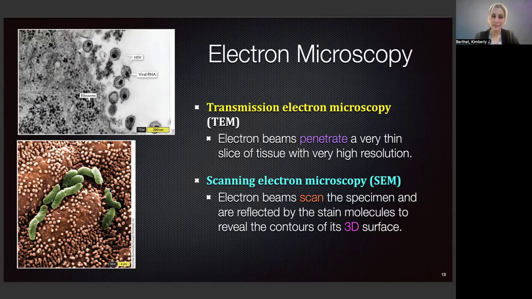If we were doing scanning electron microscopy, as we see down here, we would get a very detailed view of the surface, not the inside of the cell. So scanning electron microscopy would not enable the observation of the viral RNA or the ribosomes that are inside this cell or inside this virus. Scanning electron microscopy is exactly as it says. It's essentially scanning over the sample and giving us an extremely high resolution 3D image of the surface of the cell. And this is a colorized image.